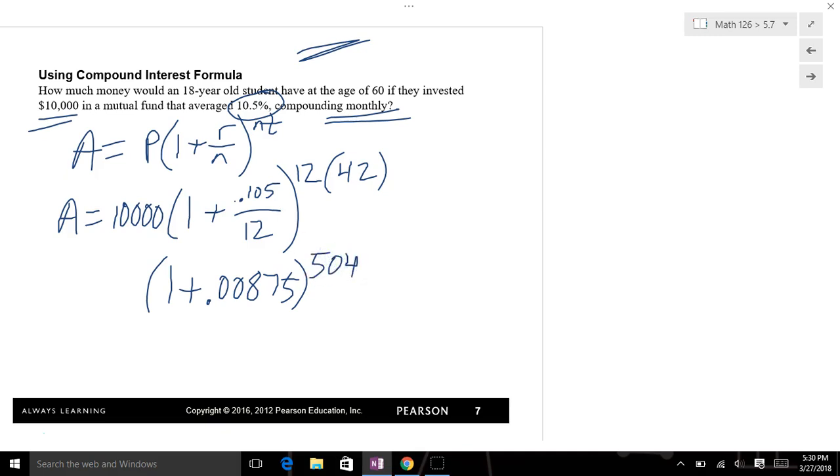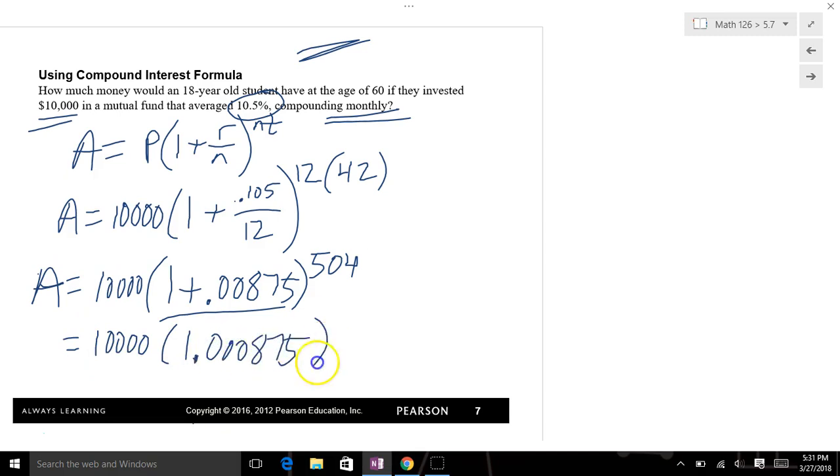Twelve times 42, you get 504. You still got the 10,000 in front here. So now we're going to go 1 plus 0.00875. So we got 1.00875. And then I'm going to take it to the 12 times 42. So I'm going to take it to the 504 now. So to the 504.